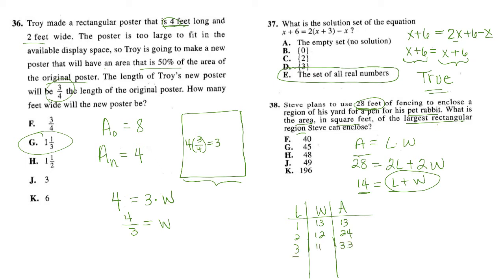Notice that I could generate more area the closer these numbers are together. Let's do one more just to make sure. 4 and 10 is going to give me 40. So what if I skip all the way down to 7 and 7? That's going to give me 49, isn't it? And then it would change and come back up. The length and width would be reversed. So it looks like the largest amount is going to be 49.